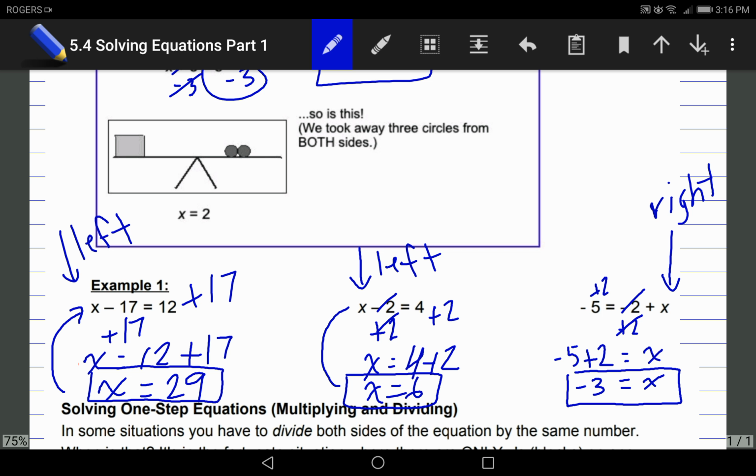Check your answer. If I were to plug in negative 3 for x here, I would have negative 2 plus negative 3, which equals negative 5. Okay, so that's adding and subtracting. I suggest you pause the video now and redo the questions that I just did until you get the hang of it. Okay.